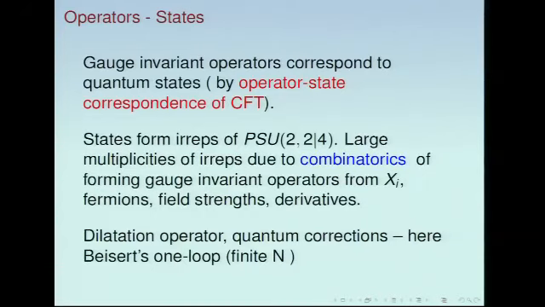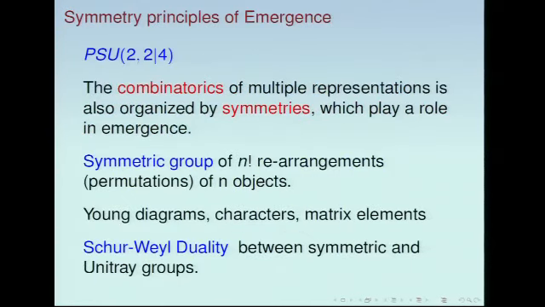Okay, so aside from PSU(2,2|4), this combinatorics somehow will allow this geometry to emerge. But can we say a bit more about what sort of combinatorics allows this emergence to happen? It turns out that there is a rather nice symmetry hidden in this combinatorics, and it's the most basic symmetry you could think of. The symmetric group on n objects, which is made of n factorial rearrangements of n objects. These form a group. Now once you have a group, you have the whole representation theory of the group, involving, in the case of symmetric groups, Young diagrams, characters, matrix elements, and all that.